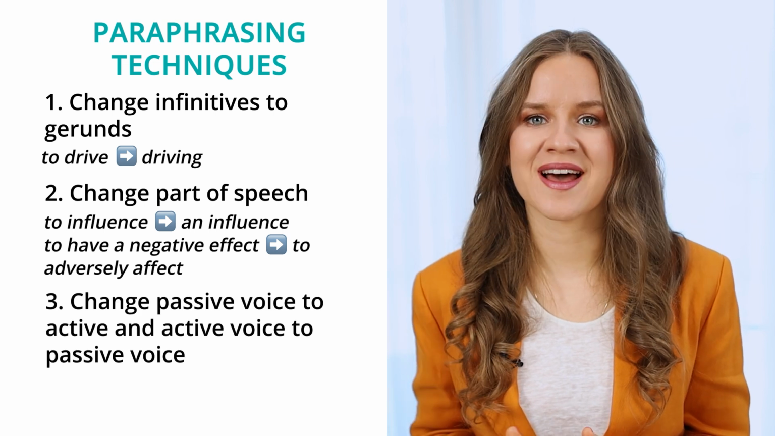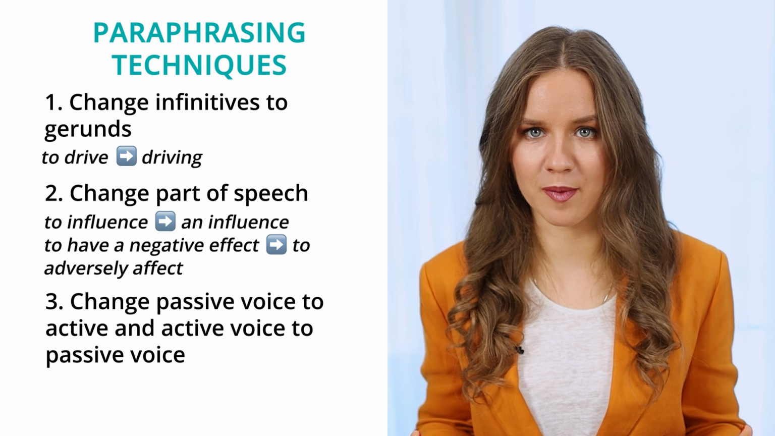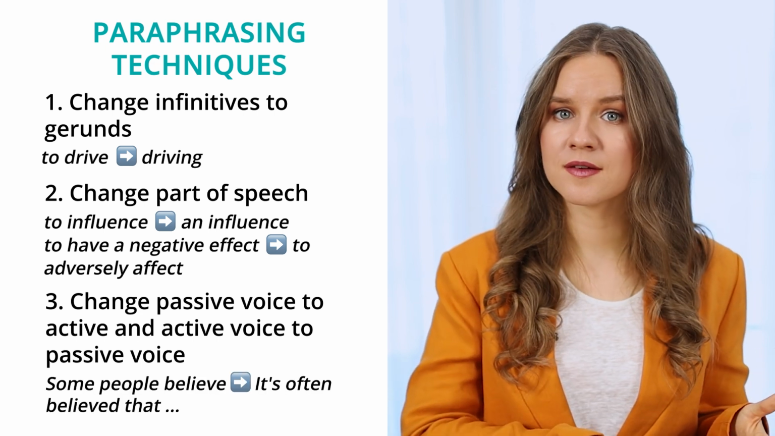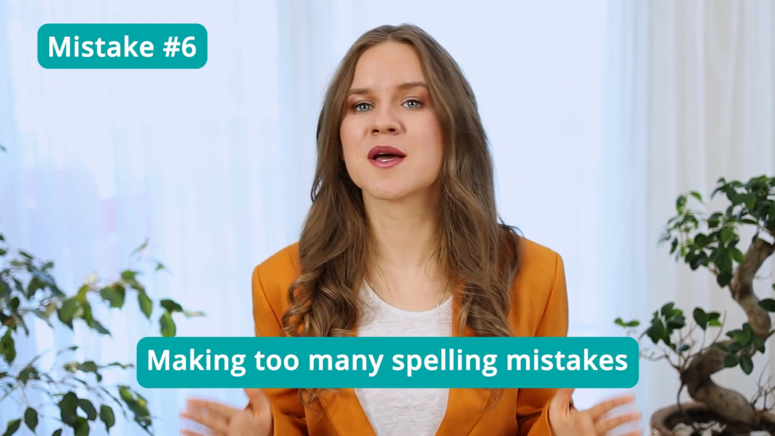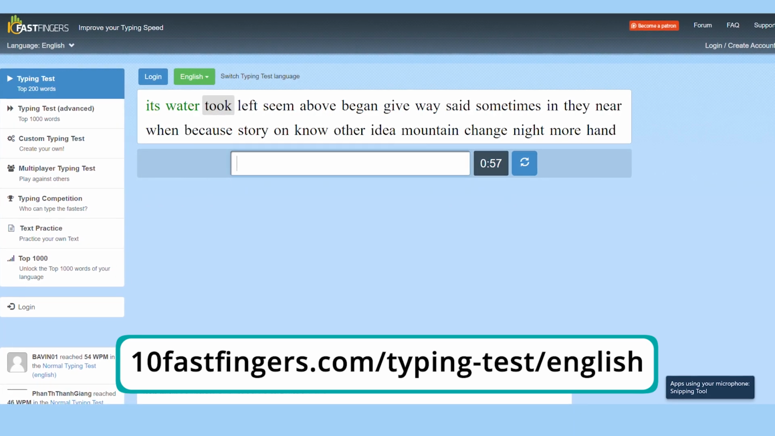Number 3, change passive voice to active voice and active voice to passive voice. For example, some people believe, it's often believed that. There are other techniques you can use, but these are the 3 most common. Mistake number 6, making too many spelling mistakes. No matter how good your essay is, if it has too many spelling mistakes or typos, you won't score high. You can improve your spelling by reading more or practicing on the Fast Fingers website. I'll leave the link below. You can use American or British spelling during the test, but make sure you are consistent.